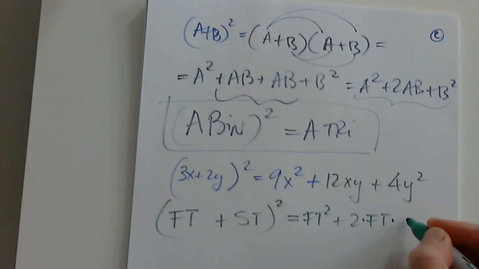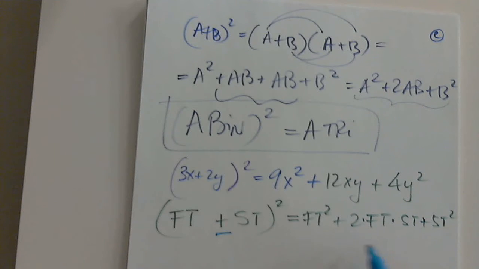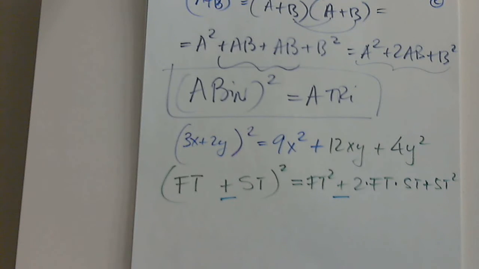So this is the product, 2 times the first term times the second term, plus the second term squared. Of course, the pattern is the same if we have minus. If the binomial has minus, then the trinomial has the negative sign in the middle.